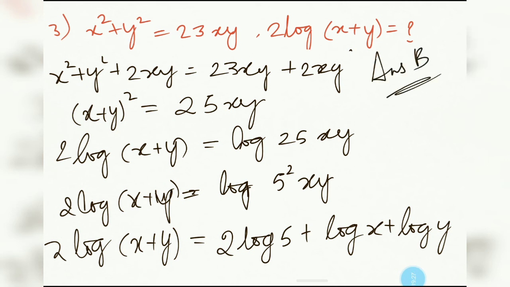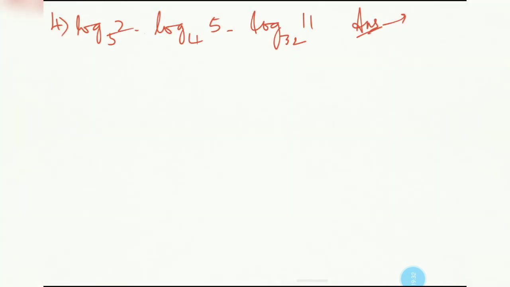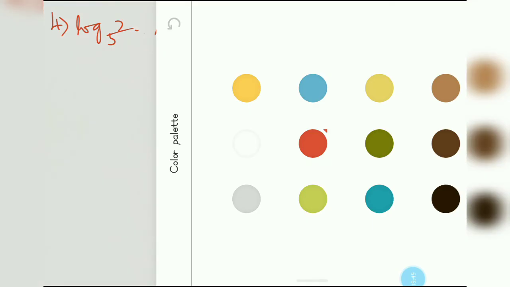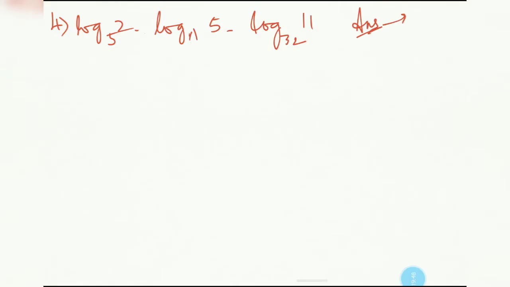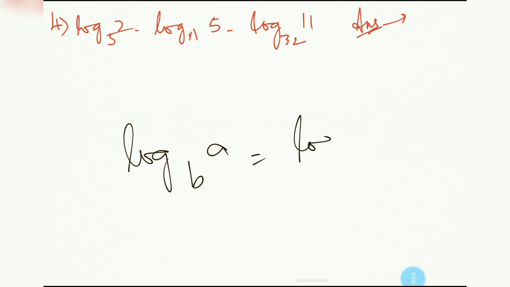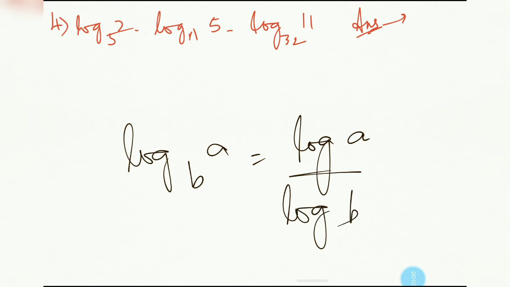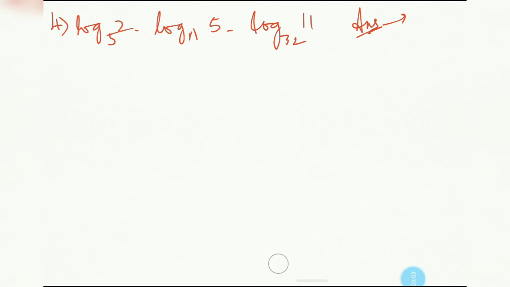Okay, so let's move on to the next, fourth question. Log 2 to the base 5 multiplied by log 5 to the base 11 multiplied by log 11 to the base 32. Let me solve it. When we have log a to the base b, there is a rule that we can write it as log a divided by log b. You remember this? So I'm going to write everything in this form.